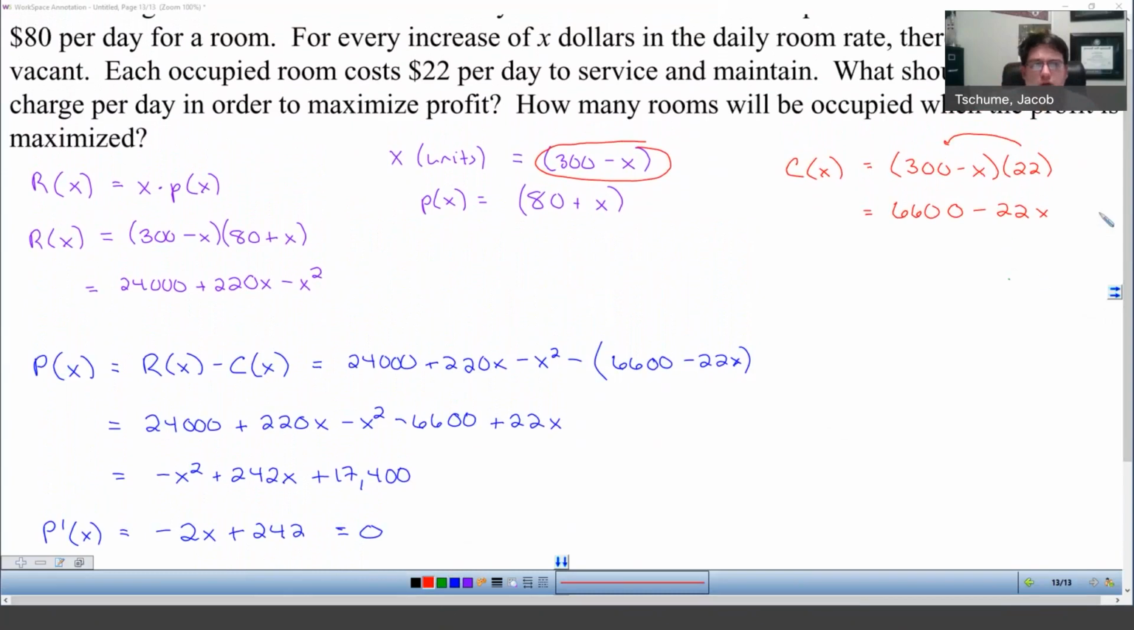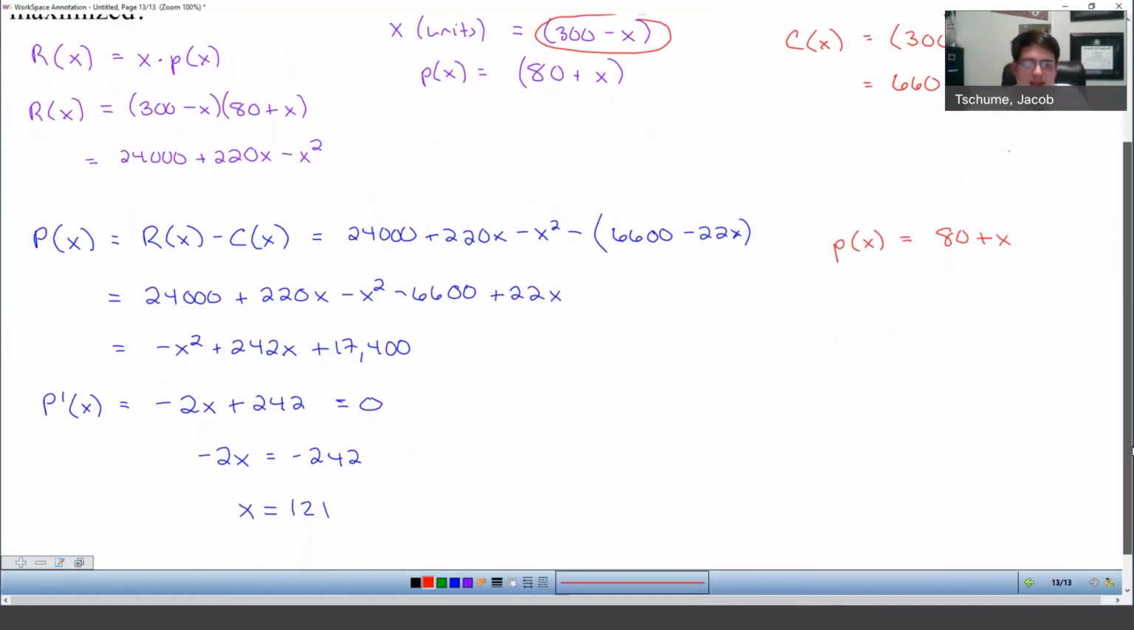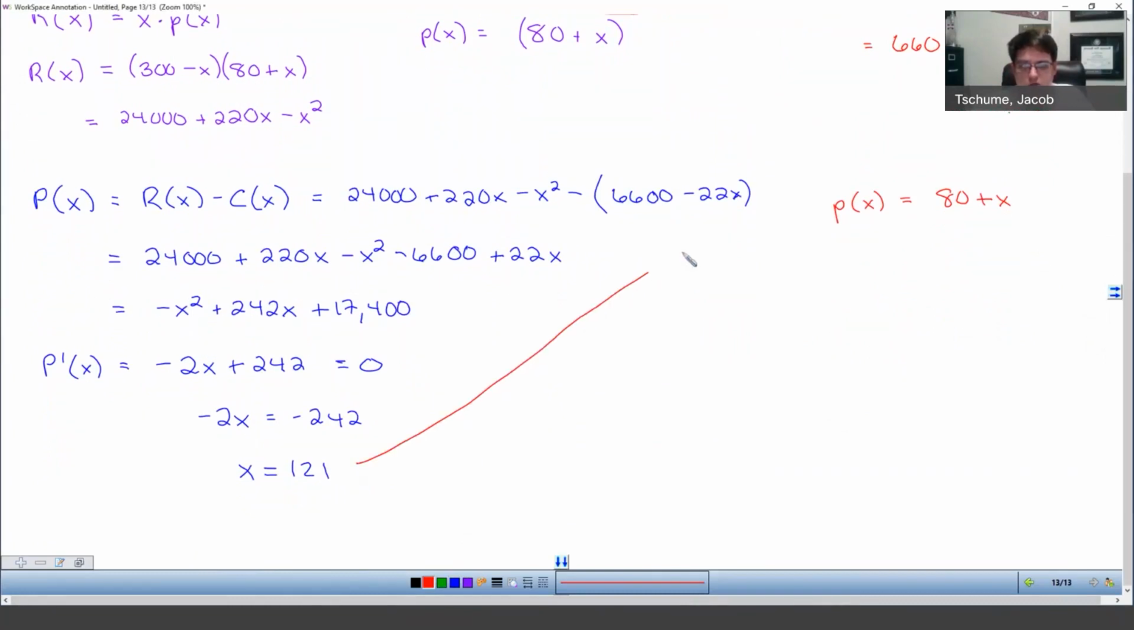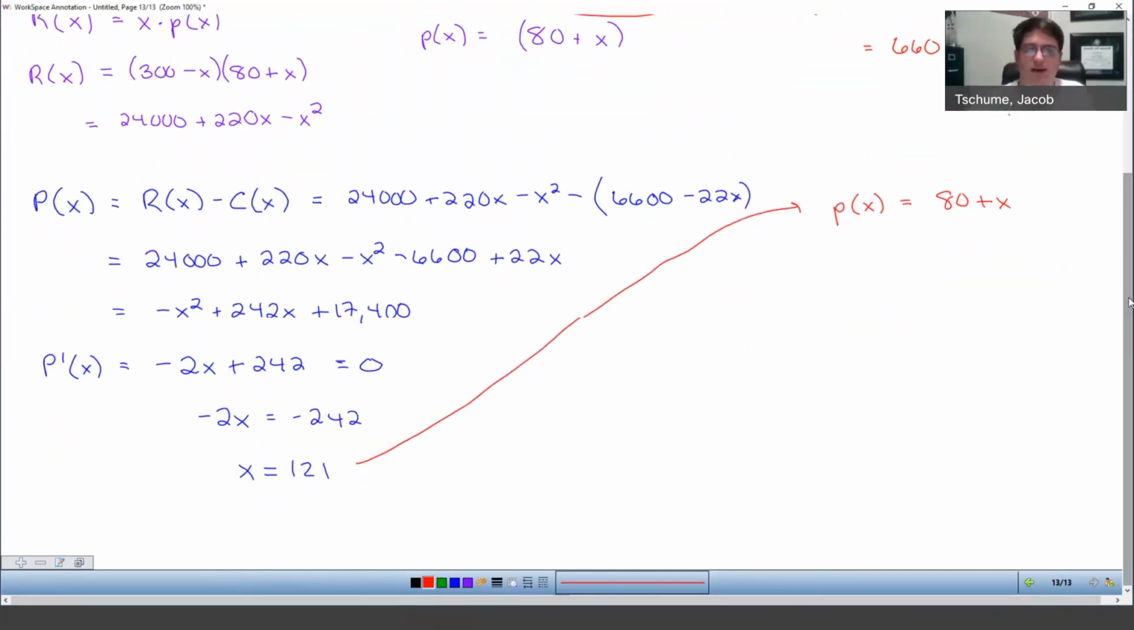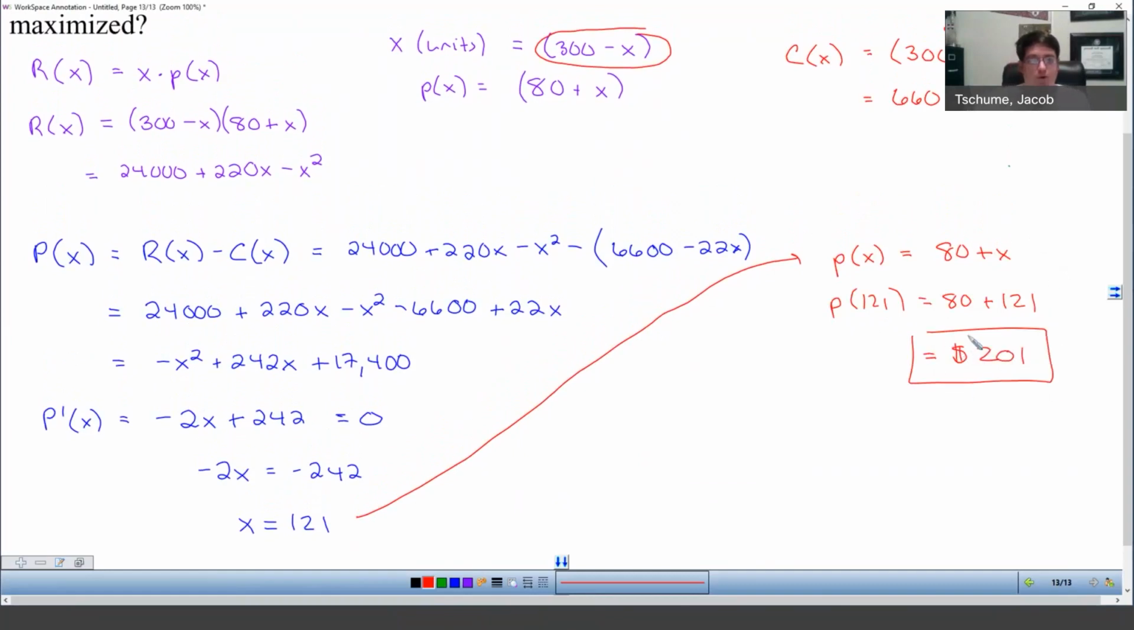The first question is, what should the hotel charge per day to maximize profit? Well, that means I need to maximize my price function. So little p of X from up here is 80 plus X. And the X that we have to use is the 121 that we found down here, because that number is going to maximize your profit. So little p of 121 is 80 plus 121, which means we need to charge $201 per room.